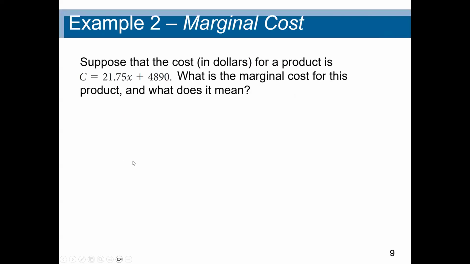Now we have a second example here. They say, suppose that the cost in dollars for a product is given as C equals 21.75X plus 48.90. What is the marginal cost for this product? The marginal cost for this product will be 21.75. And what does it mean? It's the slope of the equation.